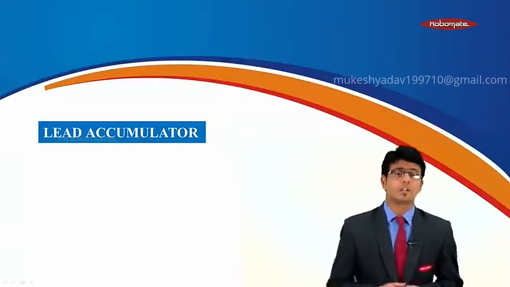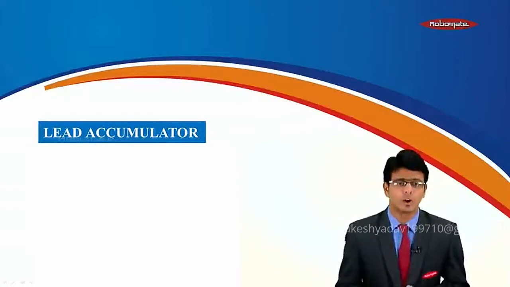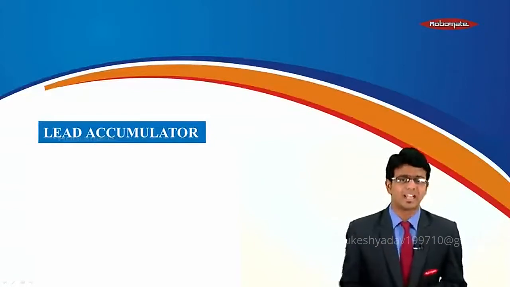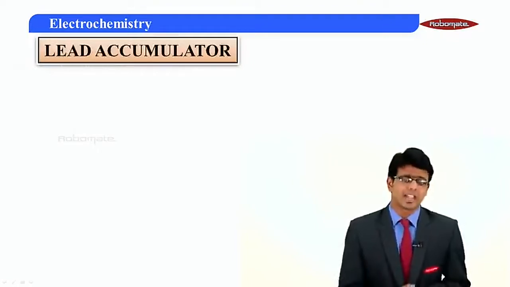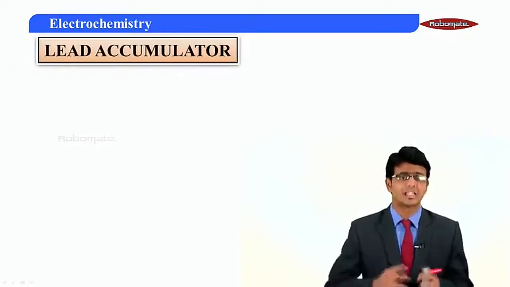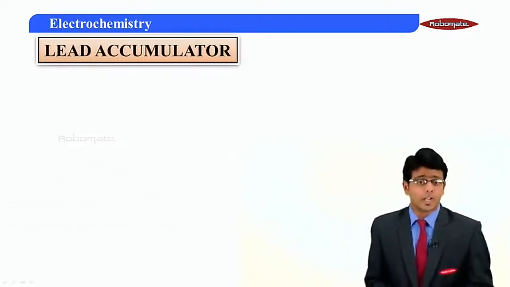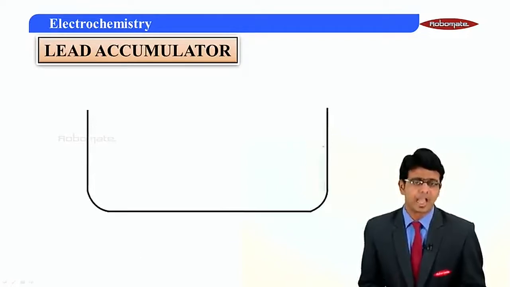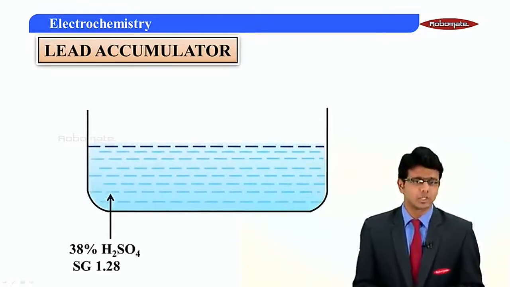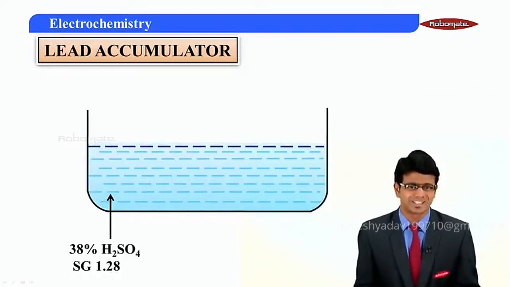Students, welcome back to the discussion on the chapter Electrochemistry, and in this module we are going to discuss the lead accumulator. Now students, the lead accumulator is also called a lead acid battery or lead storage battery. Getting to the discussion of its construction, it consists of a container having 38% H2SO4 as the electrolyte. This H2SO4 has a specific gravity of 1.28.